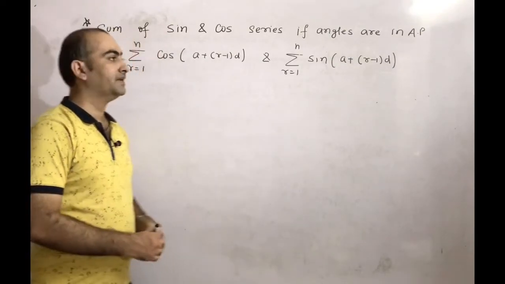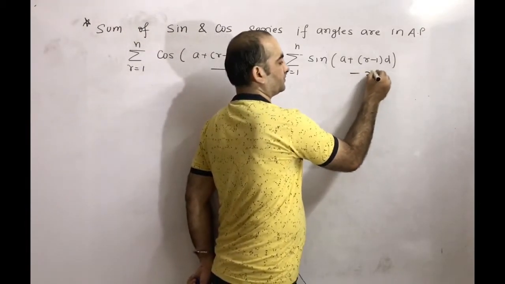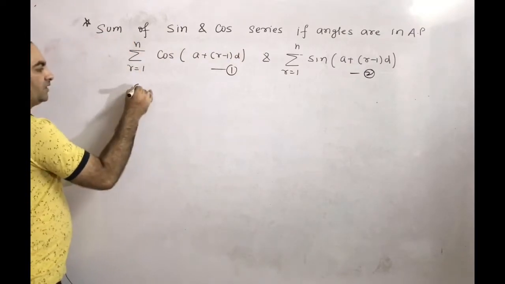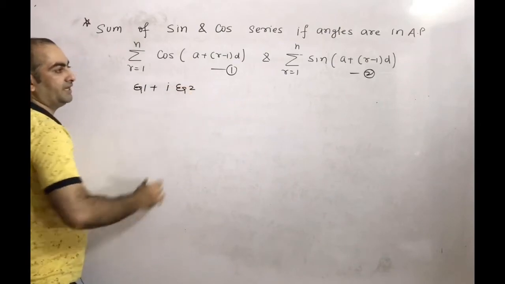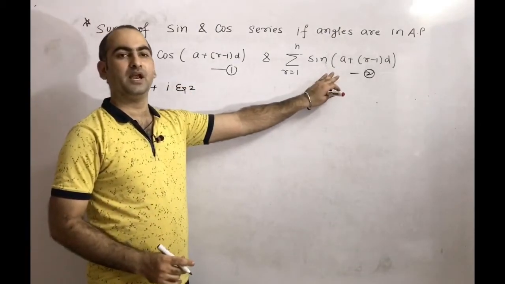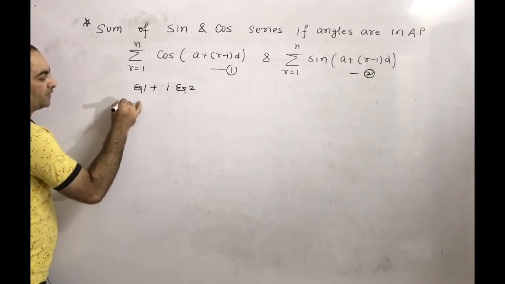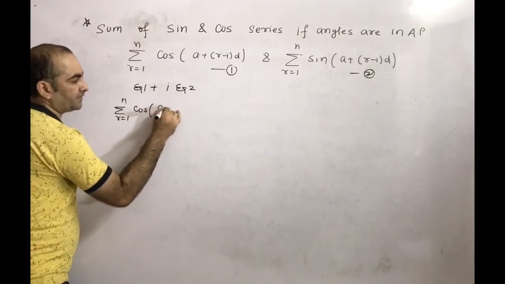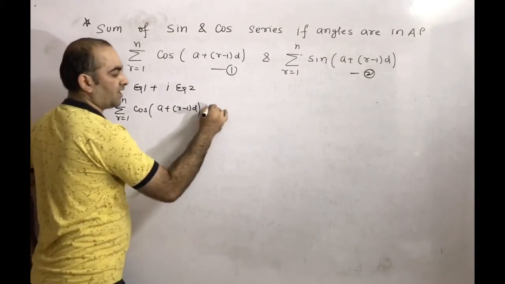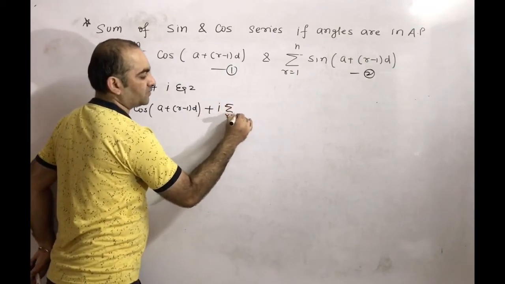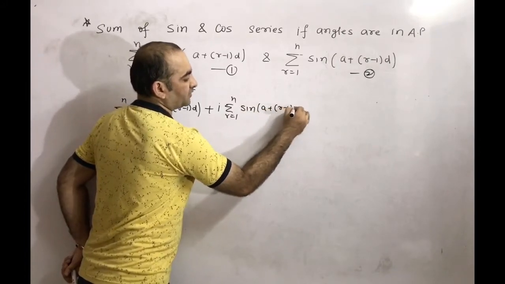For that, what will we do? This equation we are taking as equation number 1 and this equation as equation number 2. Here we take equation 1 plus iota times equation 2. In equation 2 we are multiplying with iota and adding it to this one. So what will come? Sigma r equal to 1 to n cos of a plus r minus 1 into d plus iota times sigma r equal to 1 to n sine of a plus r minus 1 into d.